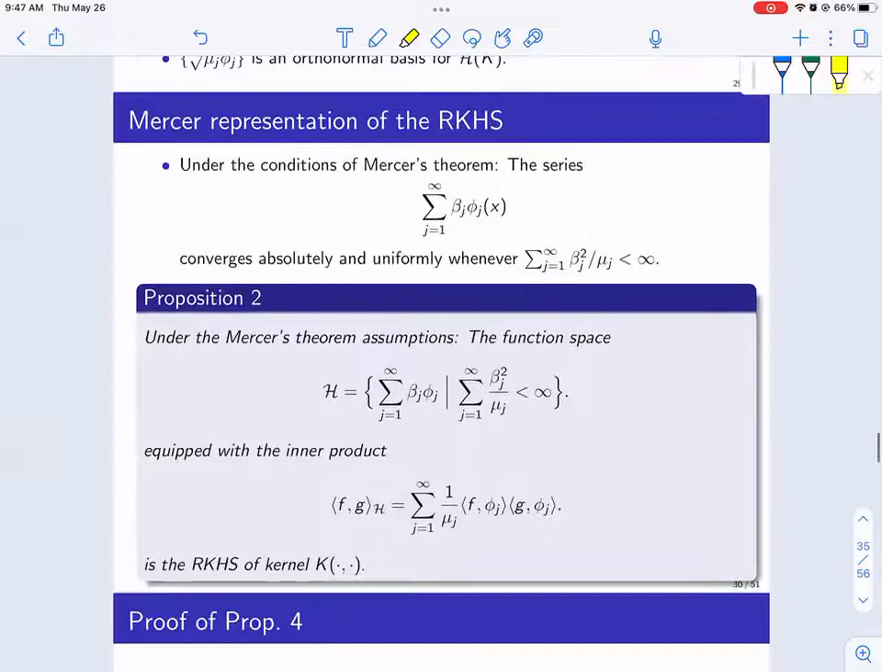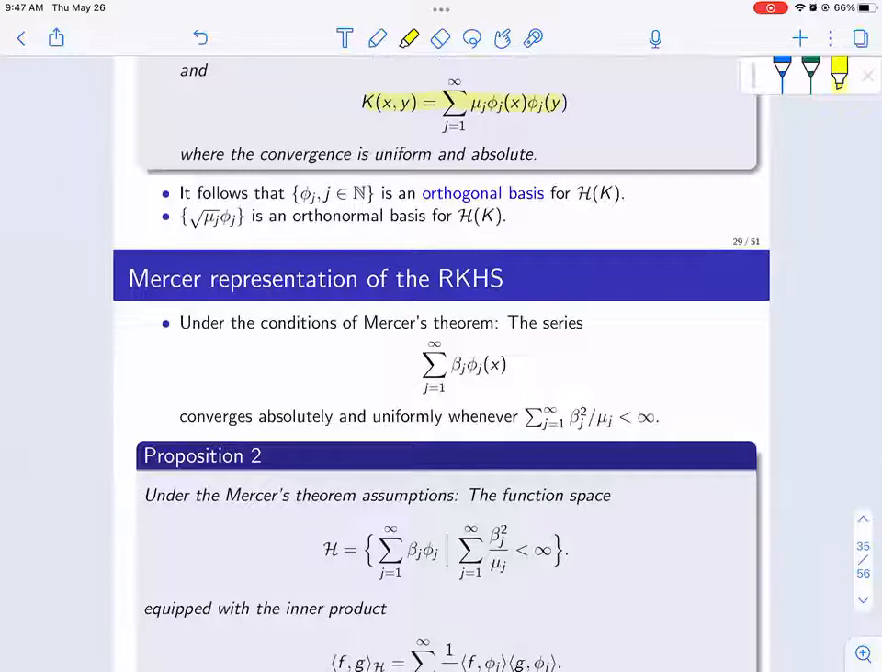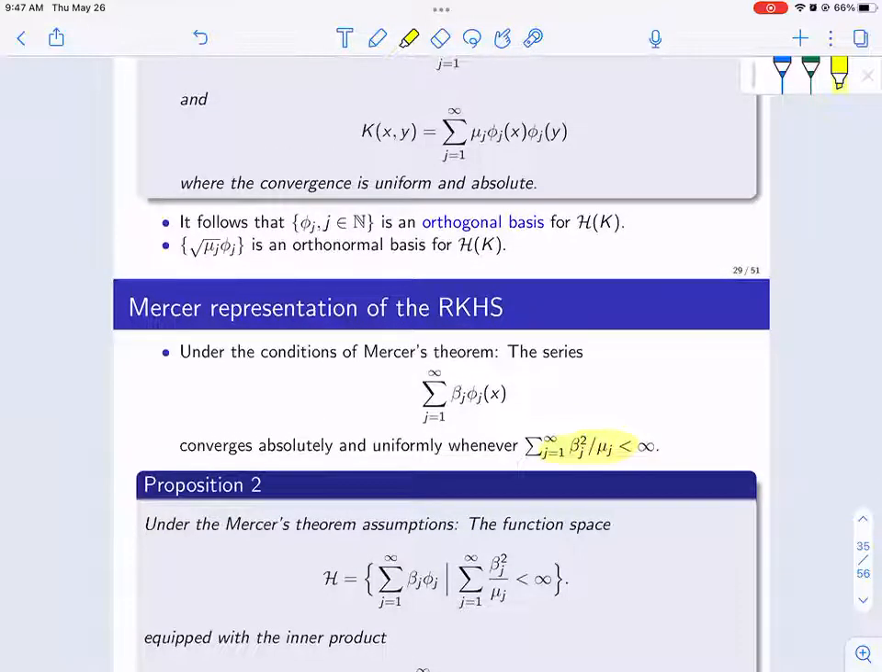Okay, so under these conditions, the first thing that we note is, if this expansion holds, if I define a function like this, pointwise, so for every x, this is a series. The first thing to be observed is that this series converges uniformly, absolutely, if this is true: if the sum of beta j squared divided by mu j is finite. So any idea how to argue this? Suppose I know something like that.